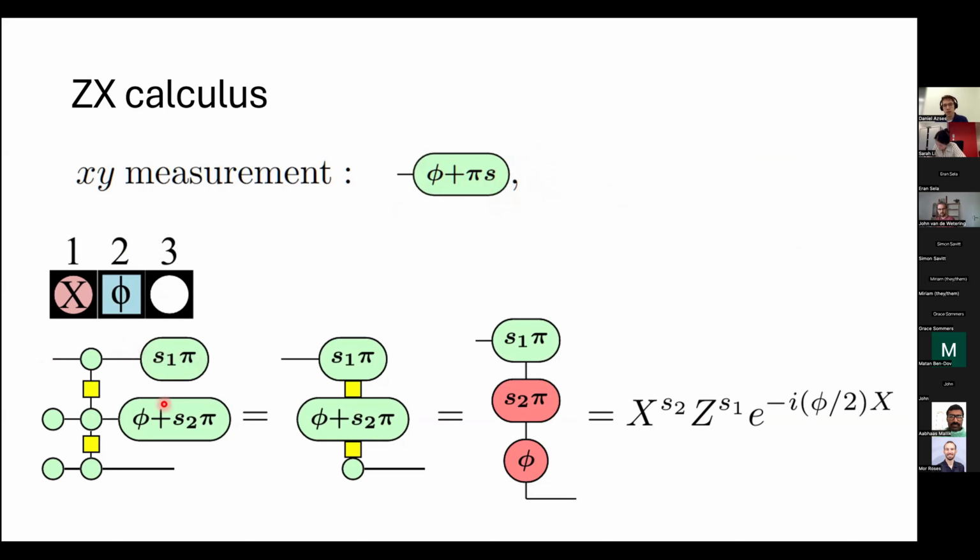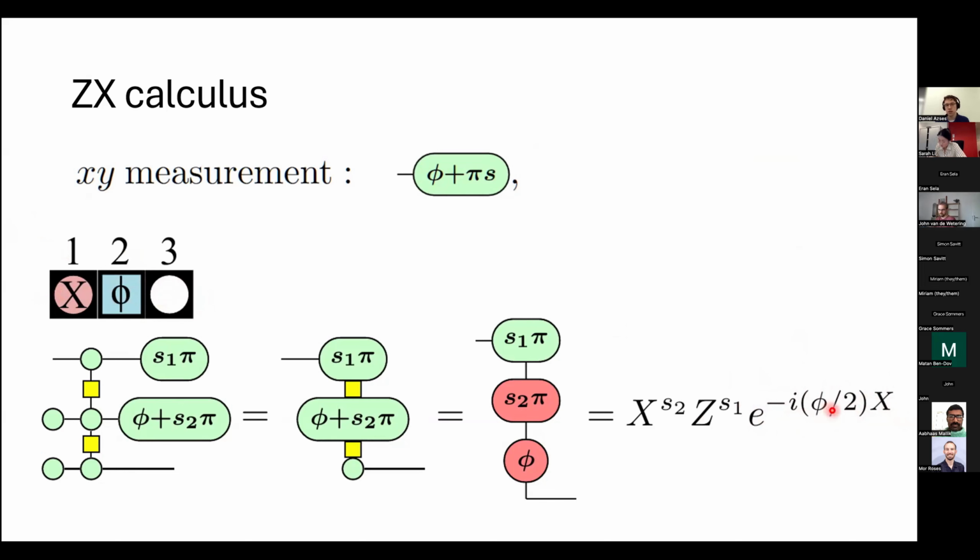So I did here this thing, I did here this thing, but at the end, I got additional phi in a red spider. Now, what is this phi in a red spider? This is actually this type of e to the minus i phi over 2 X, okay? So you can work it out and see that this is something like this. And this is a rotation. So what happens here is that if I added this phi, I did a rotation from the input to the output. So this is a unitary gate.